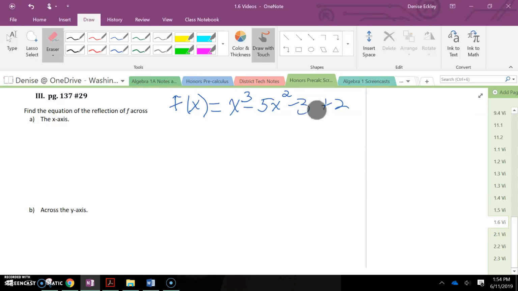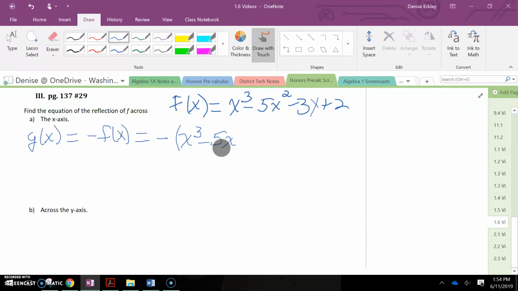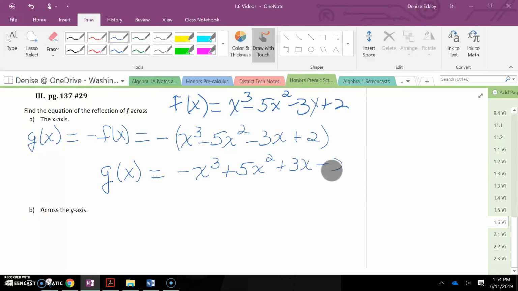Okay, so what we're going to do to find the reflection across the x-axis, that means we'll call g of x equal to negative f of x. So we'll substitute our function, and we're going to take negative x to the third minus 5x to the second minus 3x plus 2, and we're going to distribute that negative. So g of x will equal negative x to the third plus 5x squared plus 3x minus 2. So there's our reflection across the x-axis.